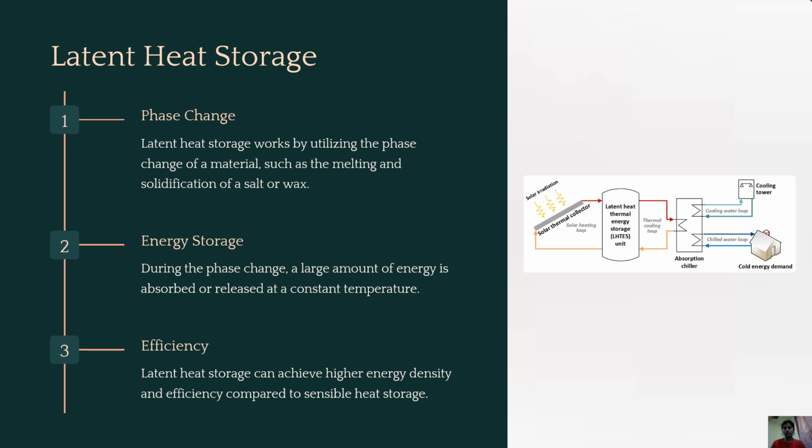Here in this figure they have also given a proper cycle of how latent heat storage systems take place. There's a solar thermal collector and a latent heat thermal energy storage unit. Then there's a thermal loading loop, where there is a cooling water loop and a chilled water loop. So these are the cycles in which the absorption or storage of heat takes place.